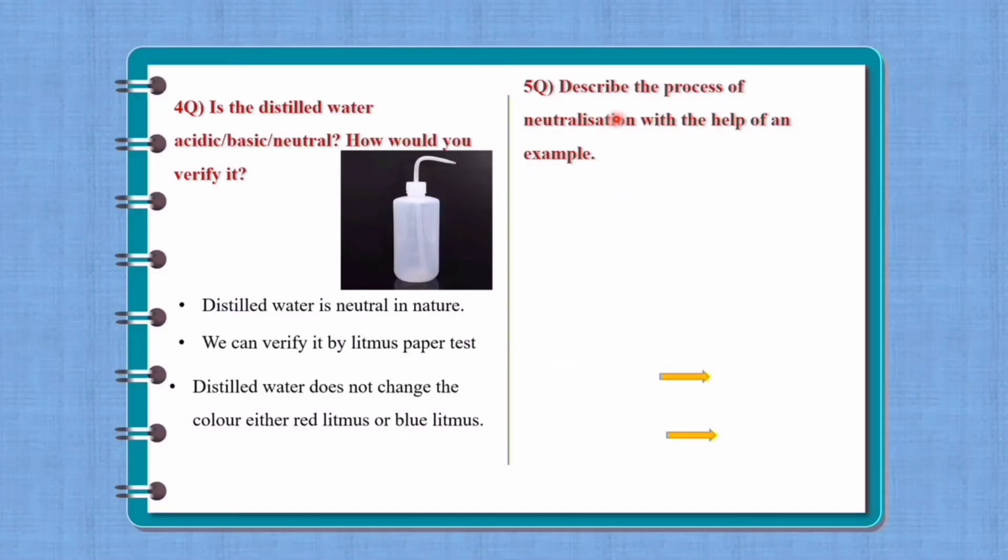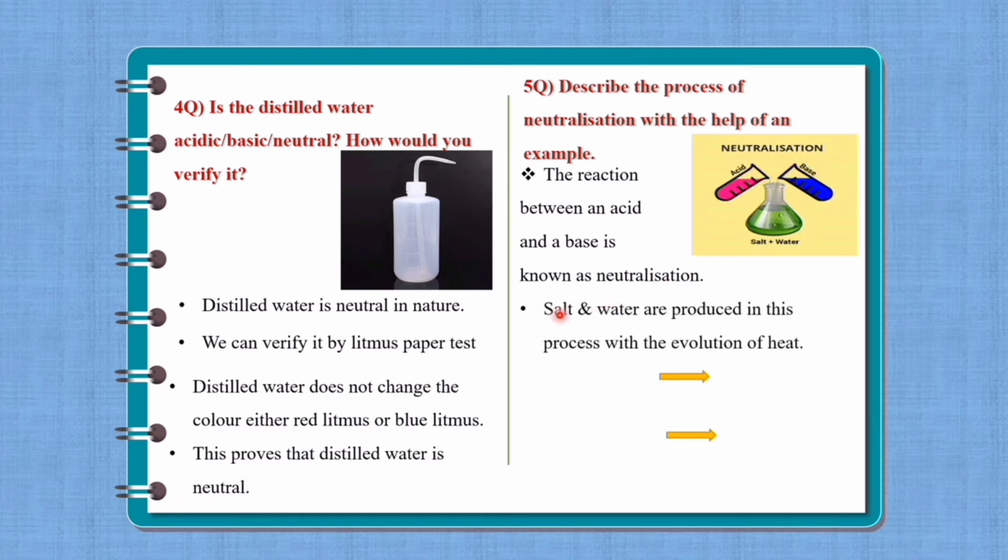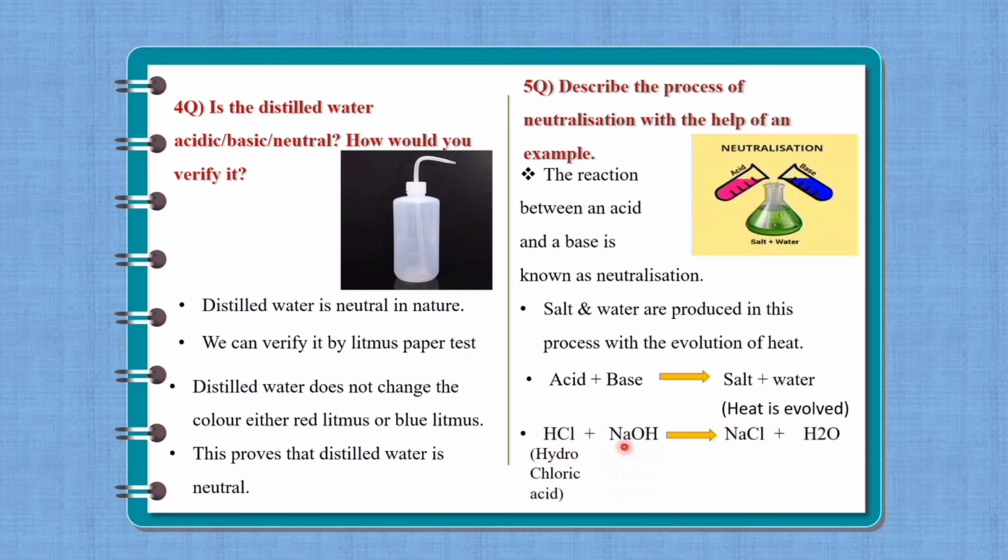Question number 5. Describe the process of neutralization with the help of an example. Neutralization is the reaction between an acid and base, where we get the products salt and water. This process is known as neutralization. Salt and water are produced in the process with the evolution of heat. Example, HCl, hydrochloric acid, reacts with sodium hydroxide, NaOH, and we get the products NaCl, sodium chloride, and water, H2O.